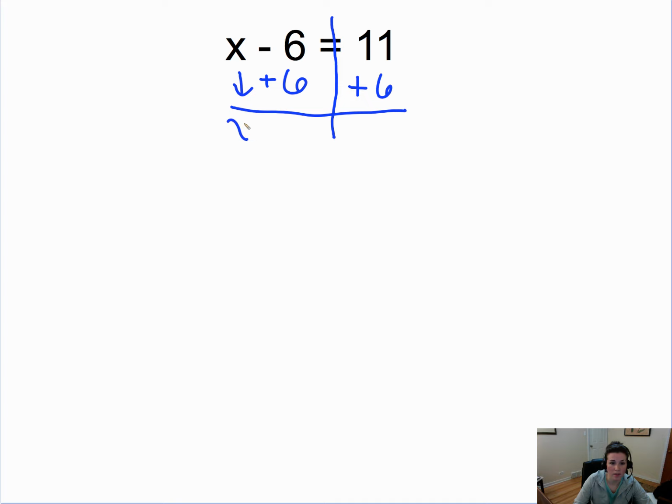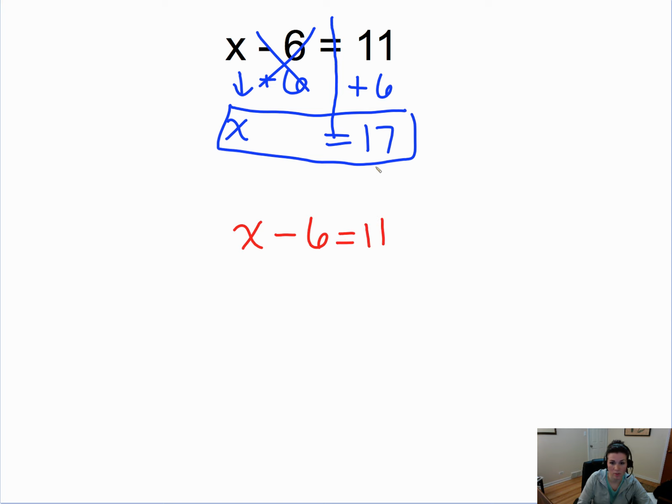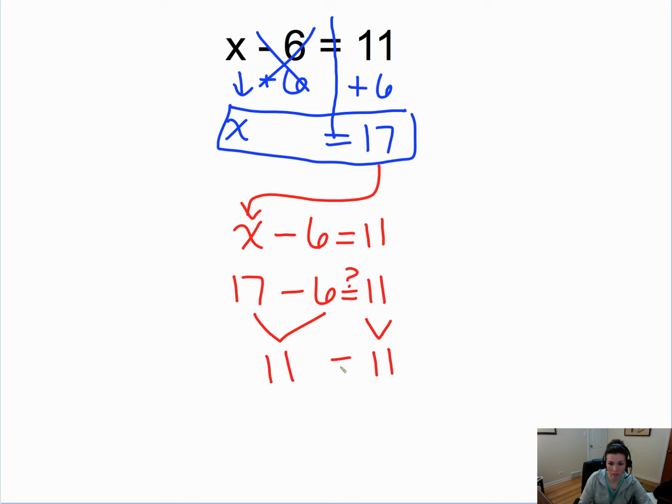Bring down the x. Negative 6 plus 6 is 0, so those cancel. Bring down my equal sign. 11 plus 6 is 17. So my answer is x equals 17, but I want to check it to make sure. So again, I'll take the original equation, but instead I'll plug in 17 in place of x. And I want to see, does that equal 11? 17 minus 6 is 11. This is 11, and they're equal to each other, so we did it correctly.